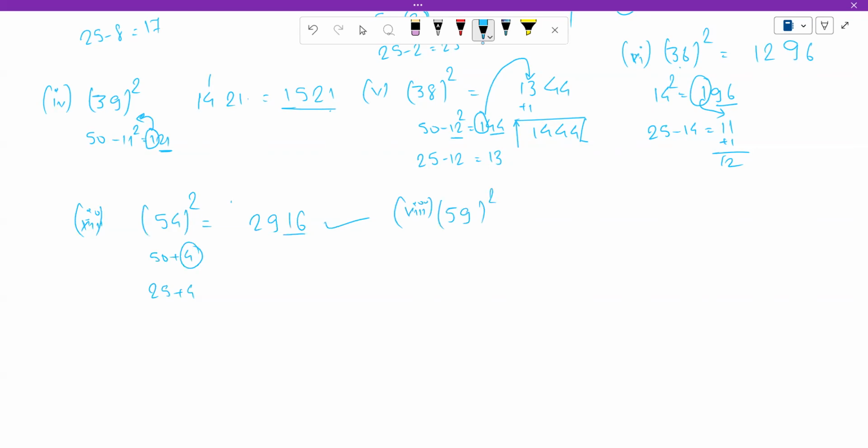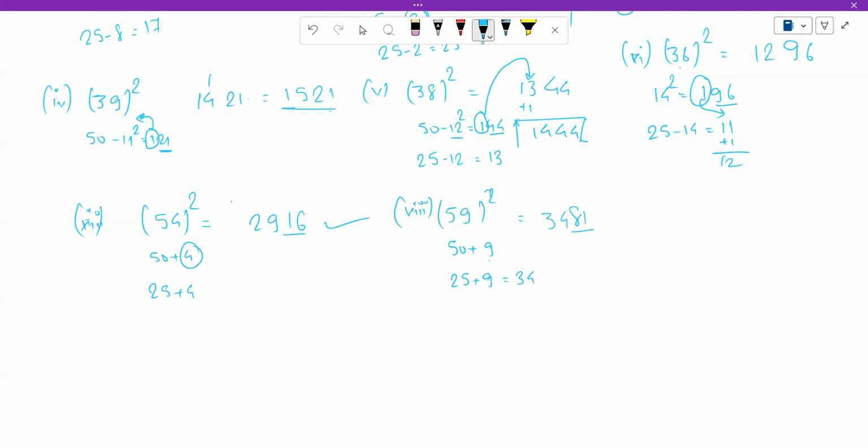If I tell you to find the square of 59, how will you do it? It is more than 50. It is 50 plus 9. What is 9 square? 9 square is 81. So this is my last two digits. Since it is 9 more than 50, I'll add 9 to 25. So it is 34. So it is 3481.